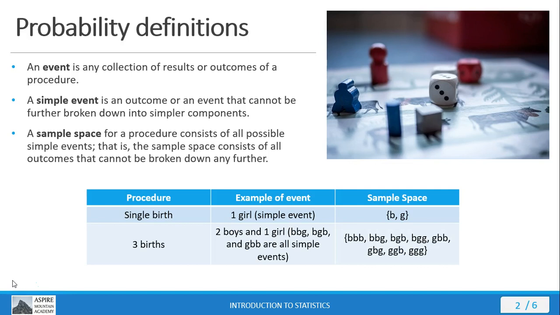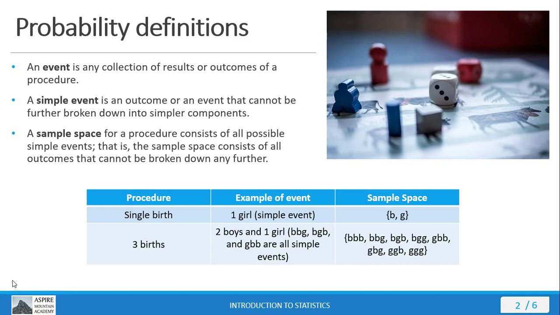In the case of 3 births, we've got a few more possibilities. You could have 3 boys, or 2 boys and then a girl, and then 2 boys, or, well, you get the picture. You can see all 8 possibilities listed here in the table, and this is our sample space for 3 births.